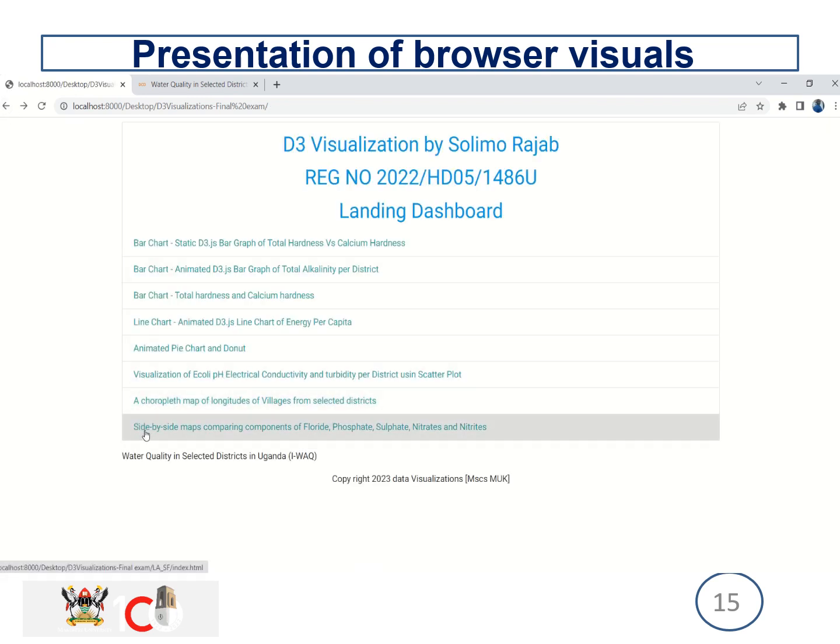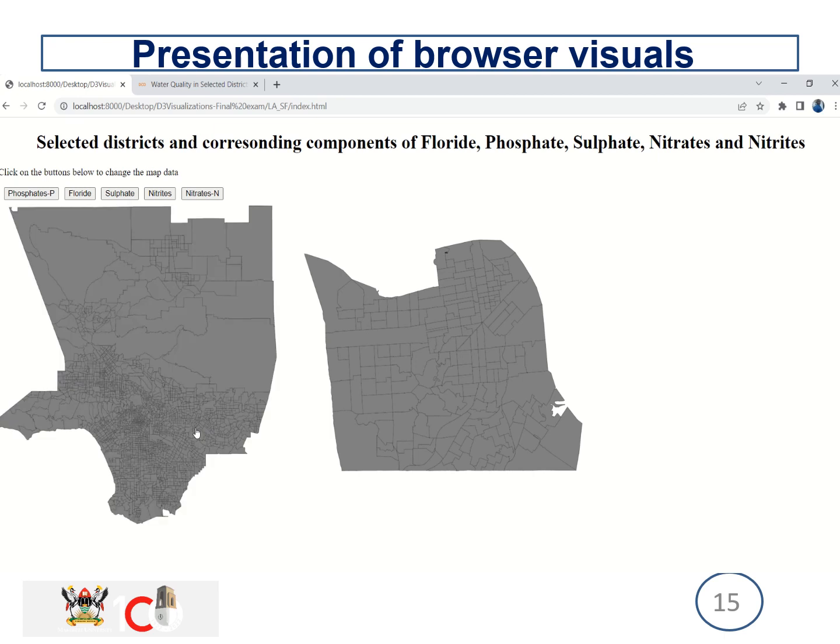Lastly is the side-by-side maps comparing the components of the fluoride, the phosphate, the sulfate, and the nitrate. So this is a map which gives us the vision of all that, and you see that the first map here is about the phosphate. And if you wanted to find out about the fluoride, you can click on the fluoride button, and you can see that it is giving us the vision of the fluoride within these selected districts that we have been talking about.